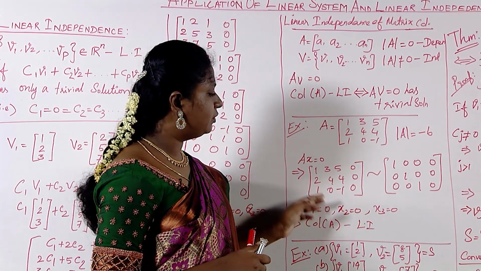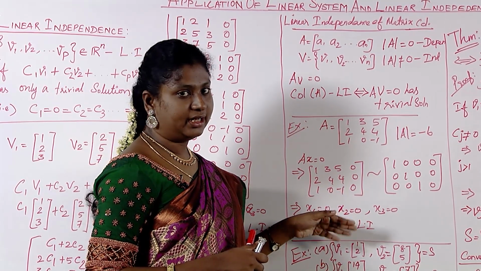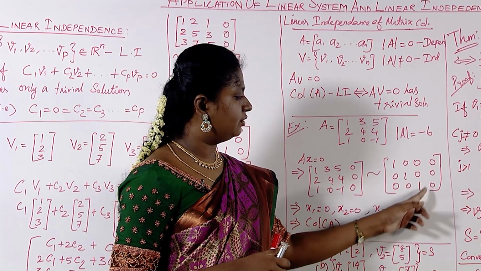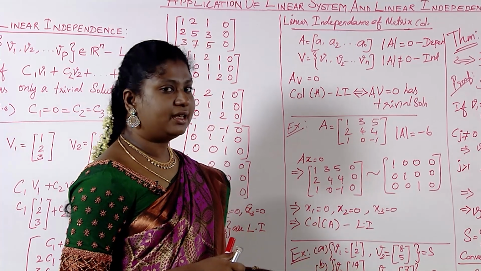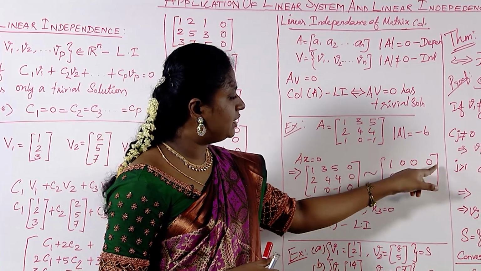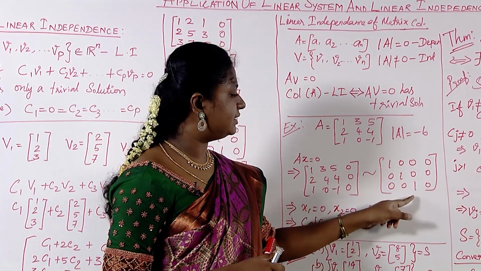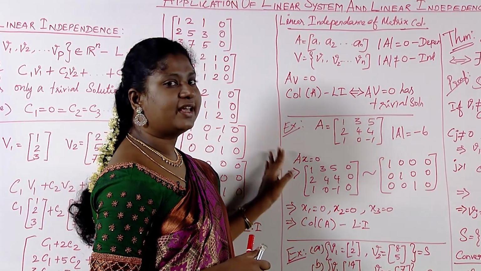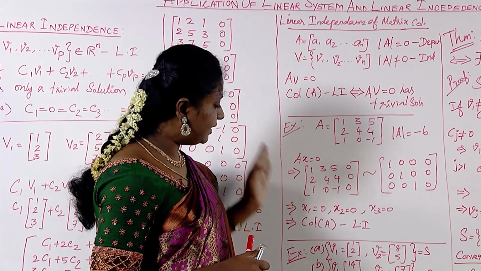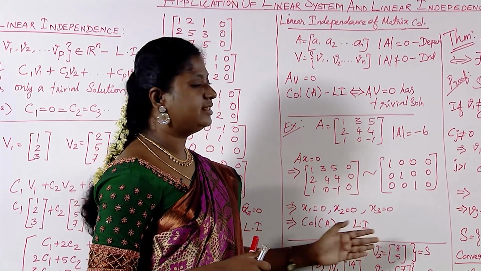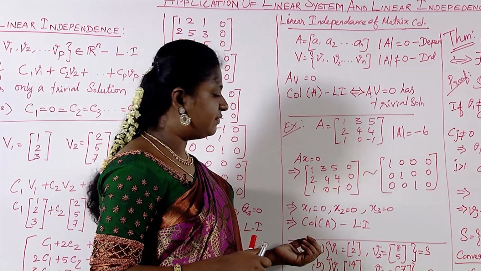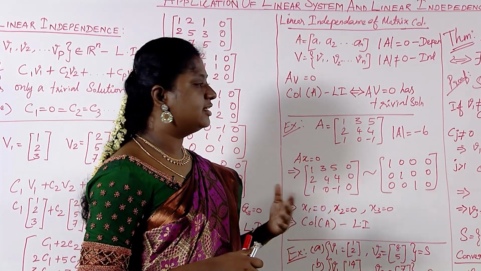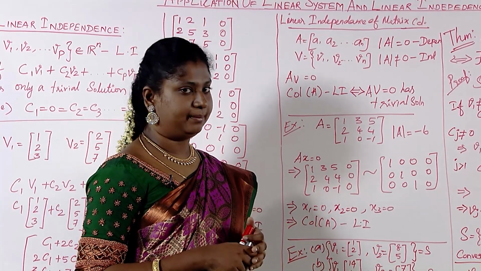Therefore, while reducing it to row echelon form, I am having 1 0 0, 0 1 0, 0 0 1, and here 0 0 0. So from here the value of x1 will be equal to 0, x2 is equal to 0, x3 is equal to 0. Which means that the only solution of x equal to 0 corresponds to x1 is equal to 0, x2 is equal to 0, x3 is equal to 0. That simply means the column vectors of this matrix are linearly independent. So, in this way also we can prove the column vectors are linearly independent.